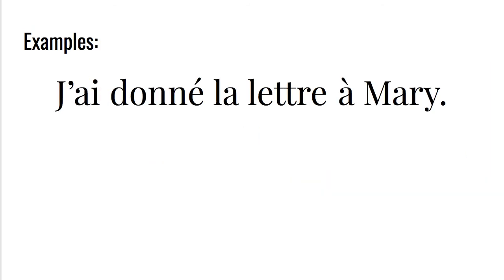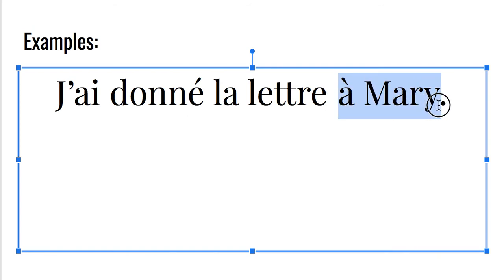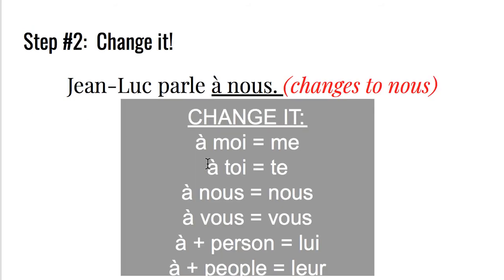Okay, we have one more. So looking at this sentence, I see à Marie, so that is my indirect object. I need to go back to my list and take a little look. I have a plus 1 person. So in the event that I have 1 person, it changes to lui. It does not matter if that person is masculine or feminine. All that matters is that it's 1 person. The same goes down here for people. Leur is the same whether it's a group of boys, a group of girls, or a mixed group.